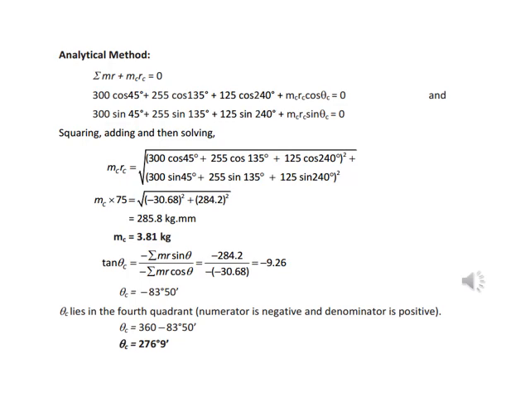Since this is in the XY plane, you should have cosine theta and sine theta, so you can get the X-axis and Y-axis components. Over here, you need to change into Fx equivalent to 0, Fy equivalent to 0. Then you have sine and cosine. So you should have MCRC equivalent to the square root of the values of 300 cosine 45 and so on, and 300 sine 45 and so on. So over here you should get the value.